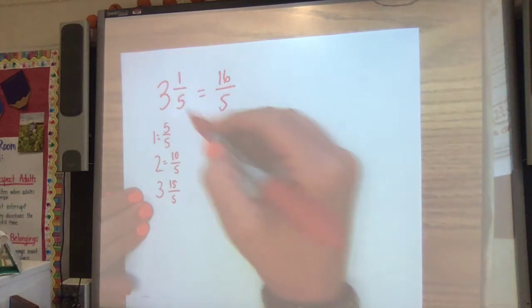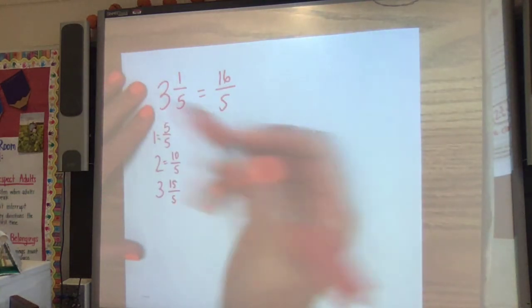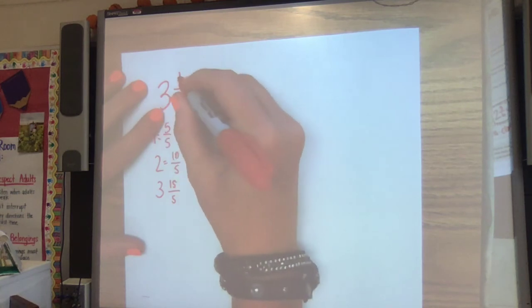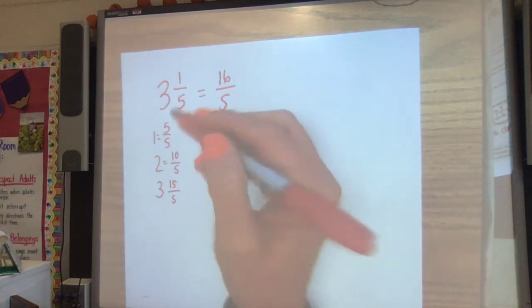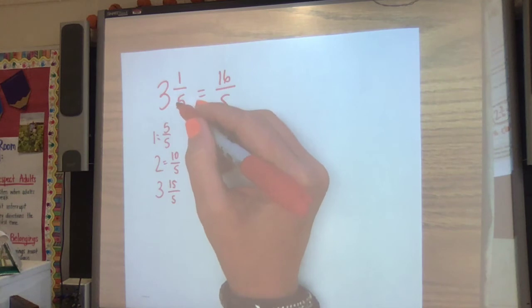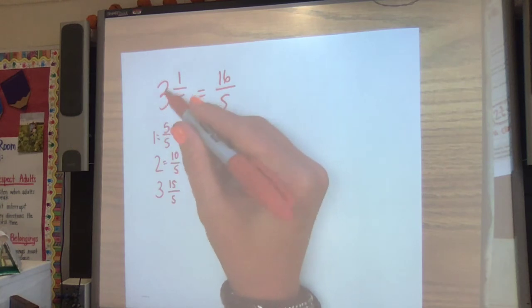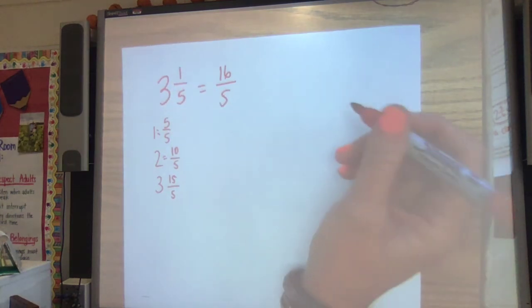You may notice a pattern. 5 times 3 is 15 plus 1 is 16. And the reason we're doing that is because we know there's 5/5 in every whole. So I have 3 wholes, so 3 times 5 is 15 plus 1 is 16.